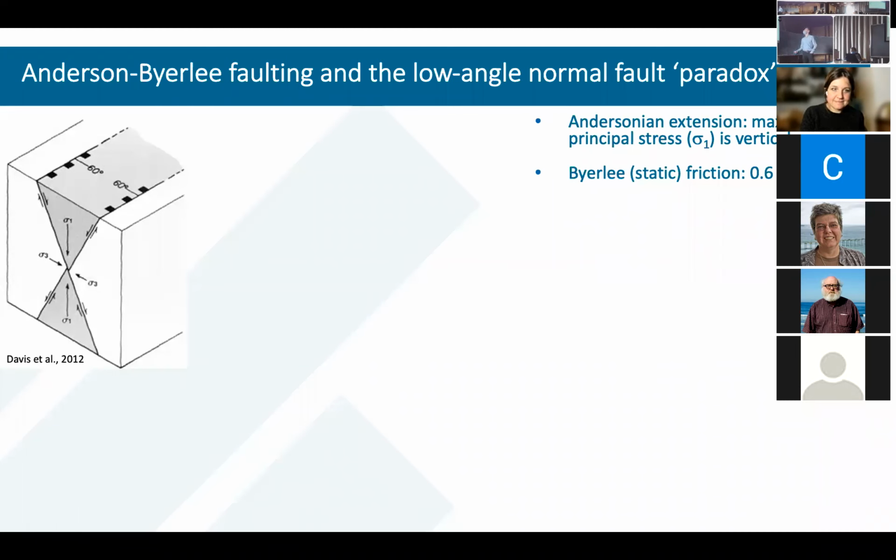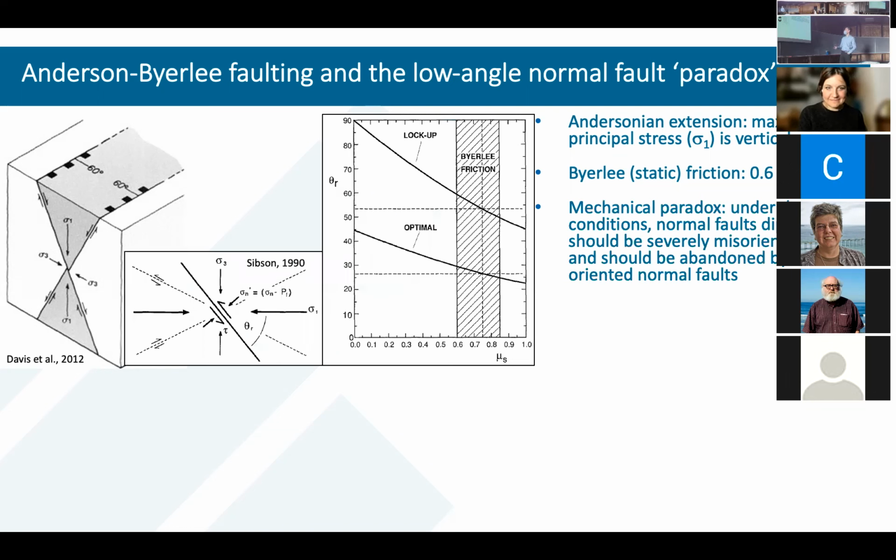So today we're going to talk a lot about low-angle normal faults, and one of the reasons why these are such mechanically interesting faults is that according to classical Andersonian theory of faulting, we expect that in extensional regions, our maximum principal stress, sigma 1, should be oriented vertically, and for crustal materials with Byerlee friction of 0.6 to 0.85, the normal faults that we expect should dip about 60 degrees.